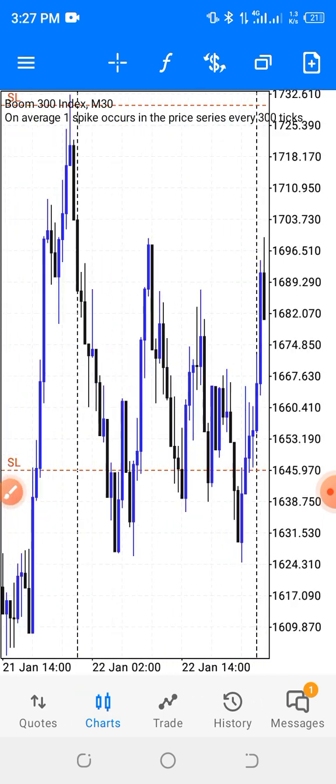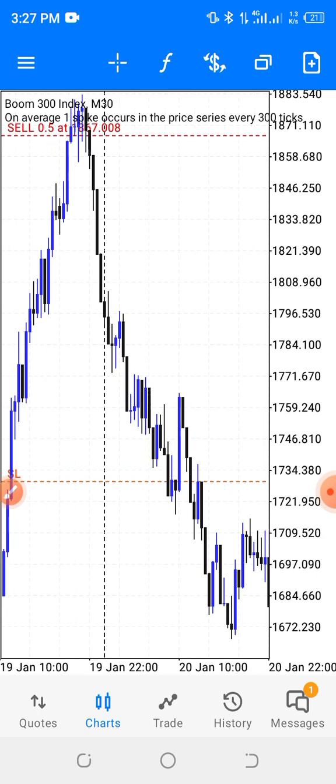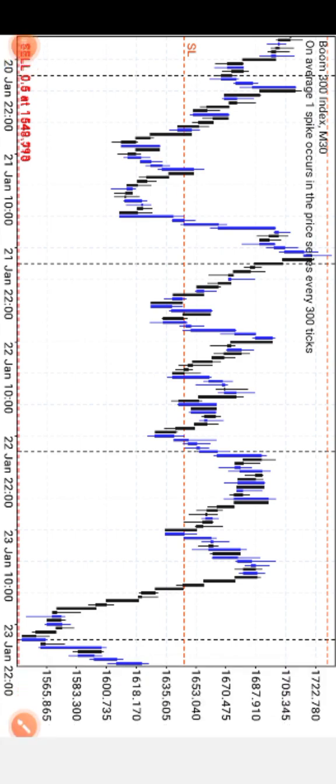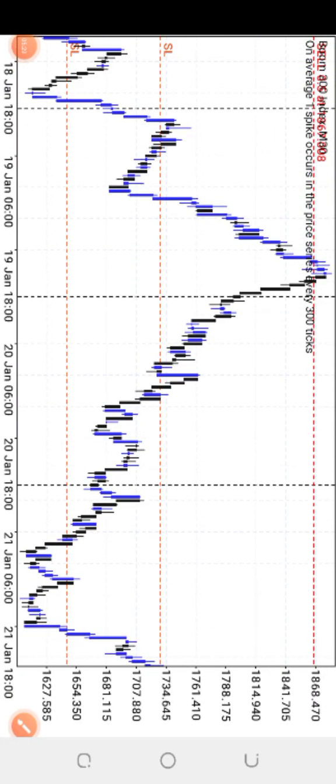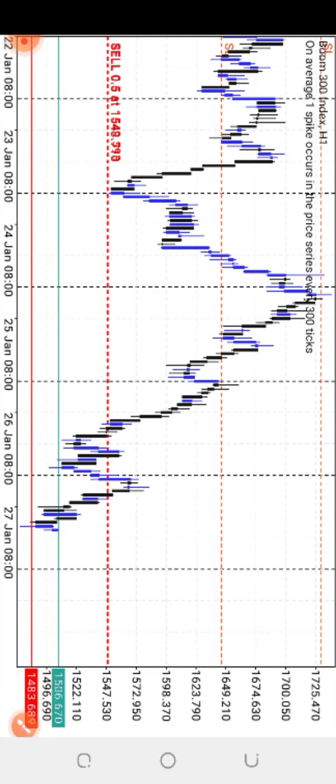So we can also see here again. Let me rotate my screen like this so I can see a clearer picture. You can see more of them. Now let me use the H1 time frame.